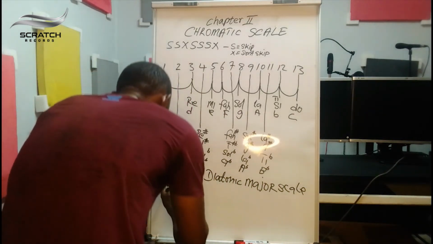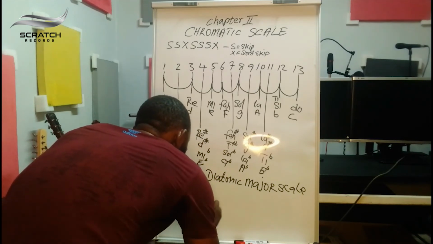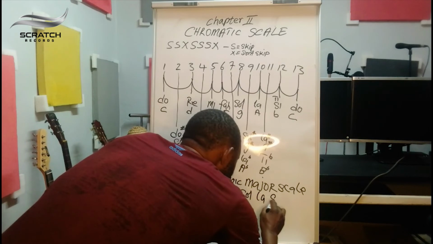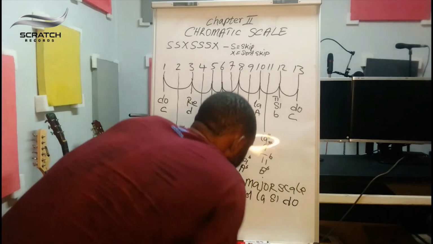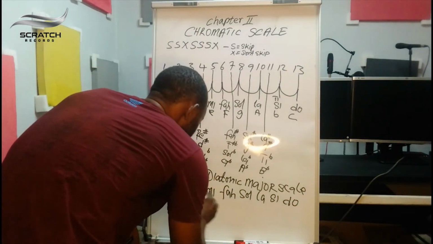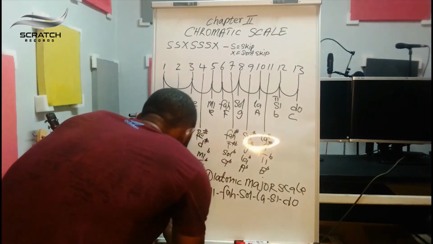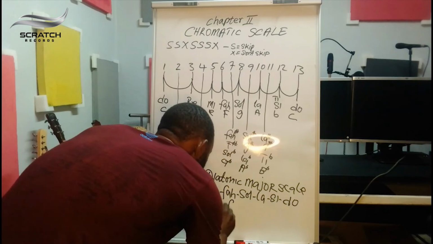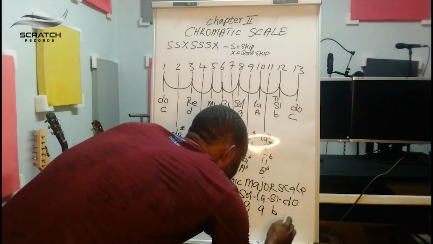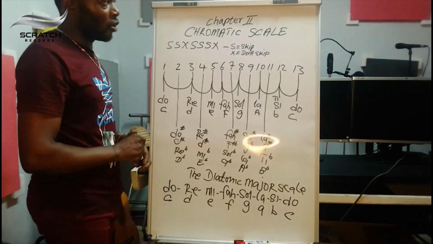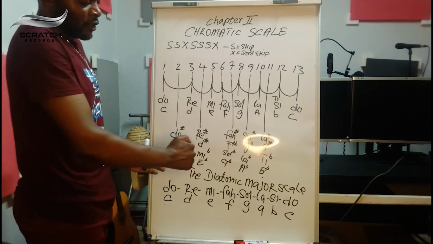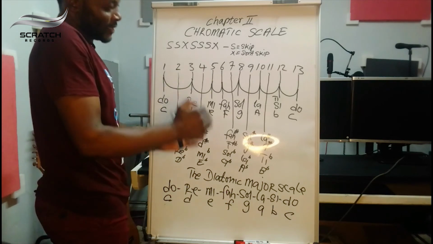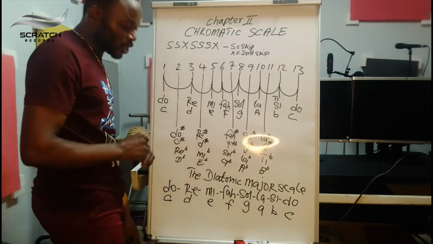So here we have Do, Re, Mi, Fa, Sol, La, Ti, Do. And in other words, you must make sure you know the difference. You don't join them. In other words, it's C, D, E, F, G, A, B, and C. So this is what we call the diatonic major scale. This is the major scale, and this is the formula of the major scale. So you see what chapter 2 has brought us from the chromatic scale. It has boiled down to the diatonic major scale.